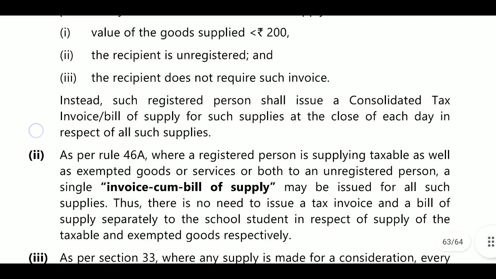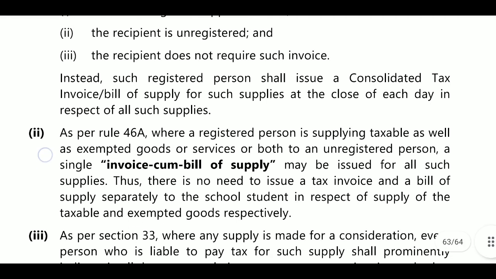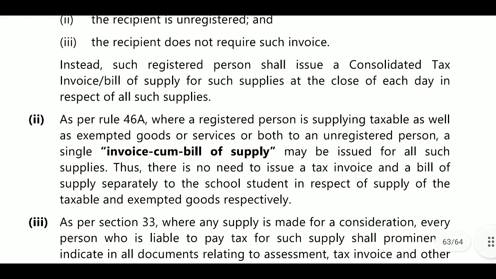Instead, such a registered person shall issue a consolidated tax invoice for such supplies at the close of each day in respect of all supplies. So for whatever is less than 200 rupees, you should not issue a single invoice each time. At the end of the day, consolidate all the amounts and issue one consolidated tax invoice for all supplies made that day.